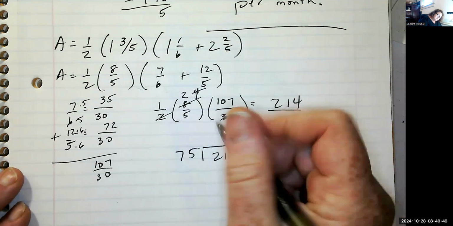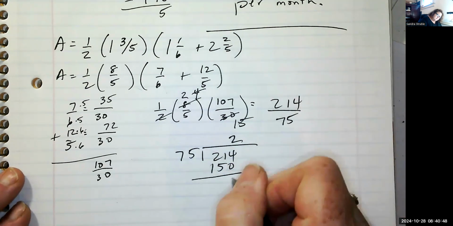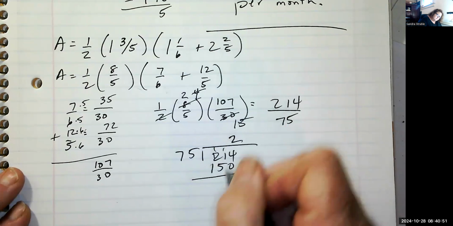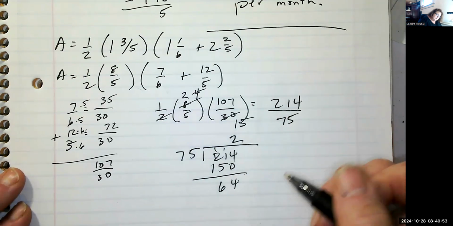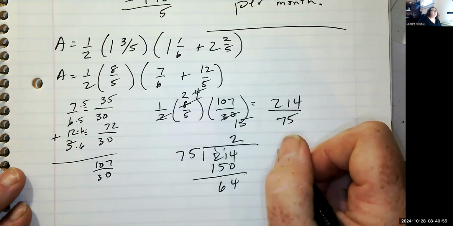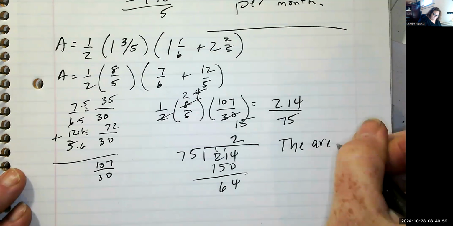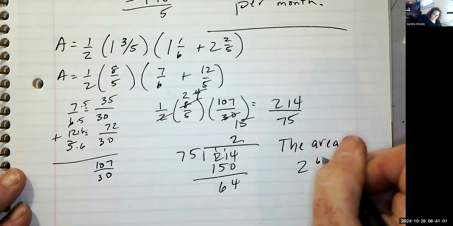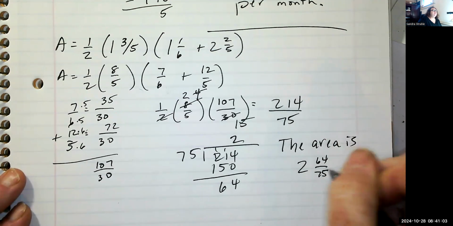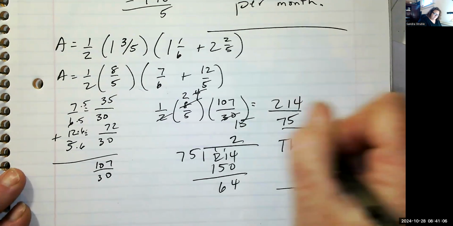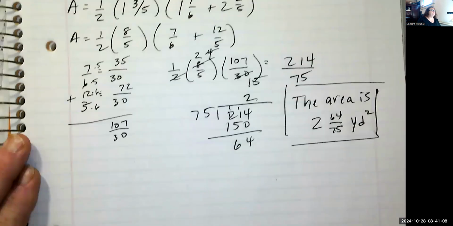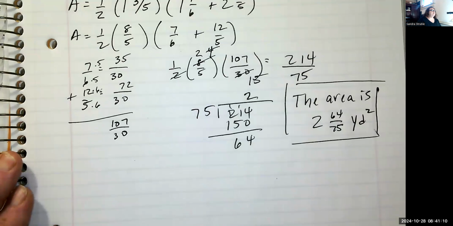It's 2 times. So the area is 2 and 64/75 yards squared. Okay.